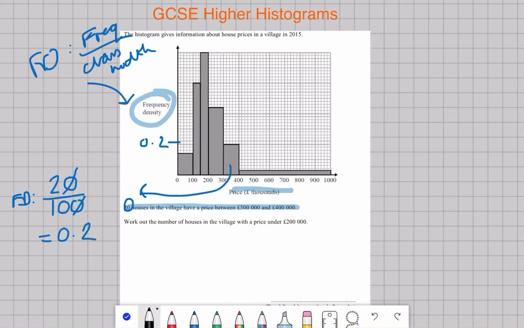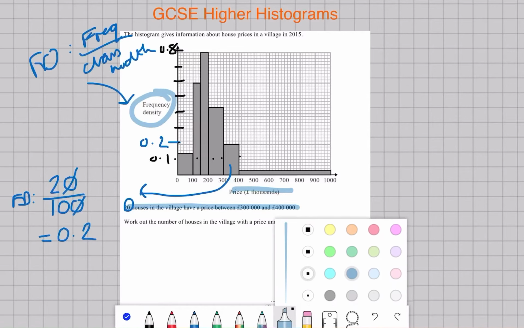Now that's going to help me, because then this one, follow that across, would be 0.1. So each of these big boxes is 0.1. So it goes up to 0.1, 2, 3, 4, 5, 6, 7, 0.8 there. So the question's asking how many, the number of houses in the village with a price under 200,000.